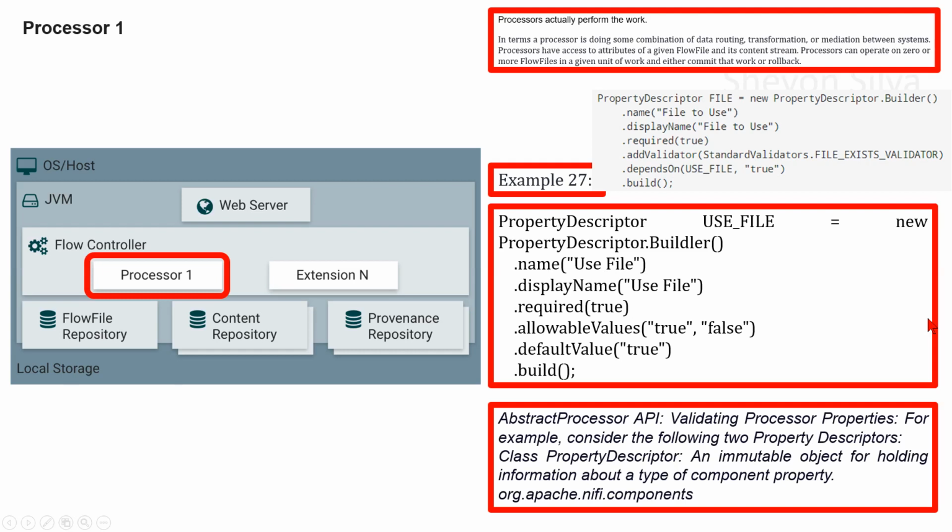This method will be invoked only if all properties are valid according to their associated validators and allowable values. That is, this method will be called only if all properties are valid in and of themselves, and this method allows for validation of a processor's configuration as a whole.